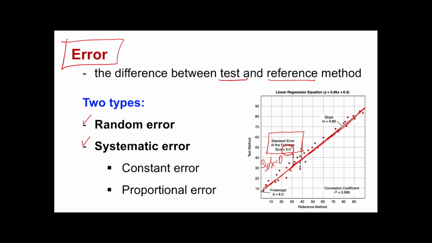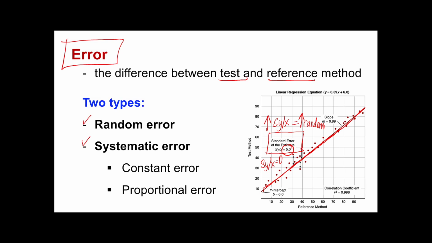What does it mean when we say a high standard error of estimate? If we have a high SYX, that only means that we have a wider scatter of points from the regression line, and also a high amount of random error. So that's for your random error.